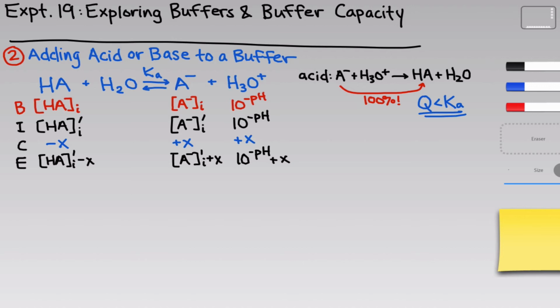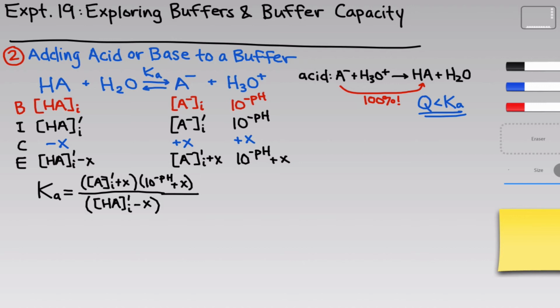We can then do the typical equilibrium step of adding the I and C lines together to generate equilibrium concentrations that contain this x variable, and we can plug these into the equilibrium expression. So Ka is equal to A minus prime plus x, 10 to the negative pH plus x, and then in the denominator we have the reactant HA prime minus x. And our final goal ultimately is to find the equilibrium concentration of H3O plus. This is going to give us the pH at equilibrium of the buffer after the acid has done its thing.